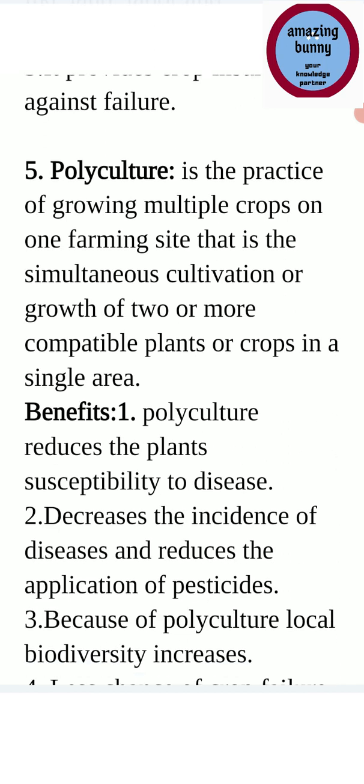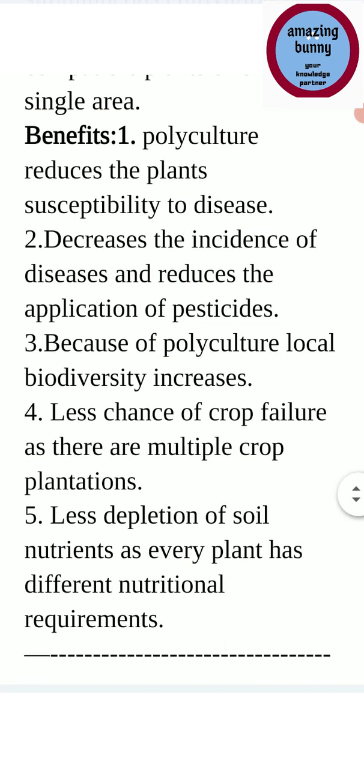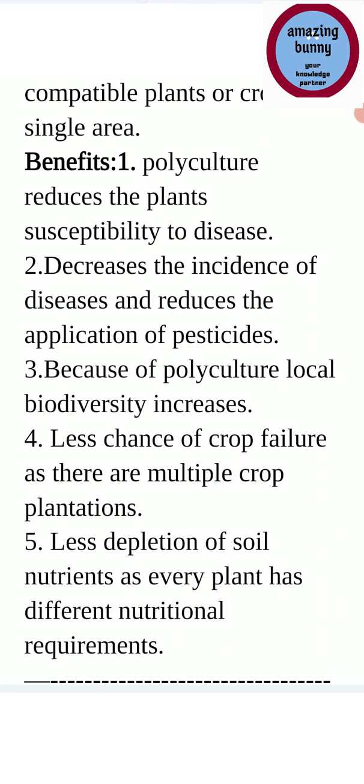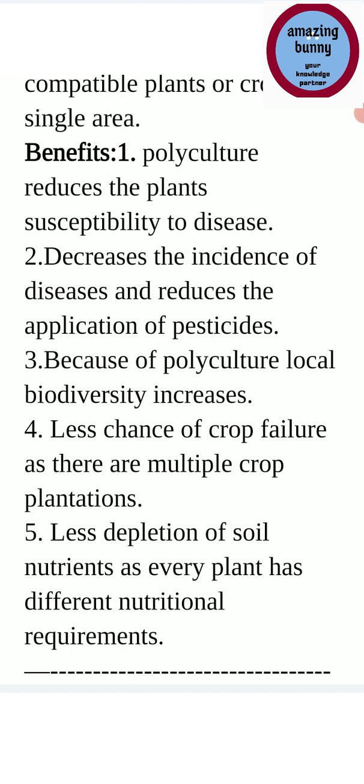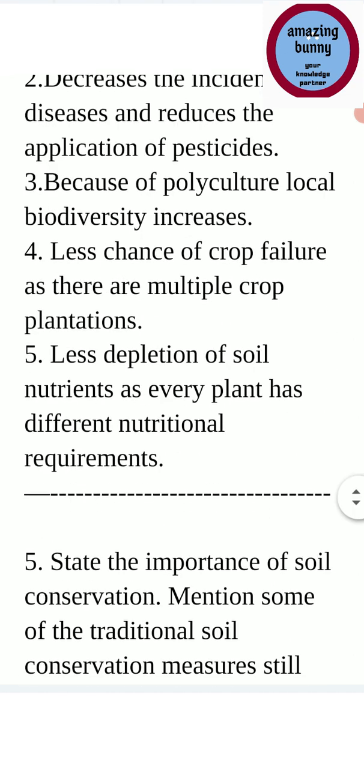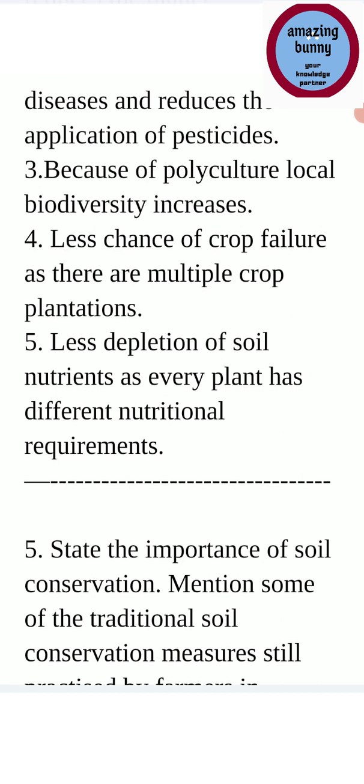Next technique is polyculture, and it is the practice of growing multiple crops on one farming site. That is the simultaneous cultivation or growth of two or more compatible plants or crops in a single area. Benefits: polyculture reduces the plant susceptibility to disease, decreases the incidence of diseases and reduces the applications of pesticides. Because of polyculture, local biodiversity increases, there is less chance of crop failure as there are multiple crop plantations, and less depletion of soil nutrients as every plant has different nutritional requirements.